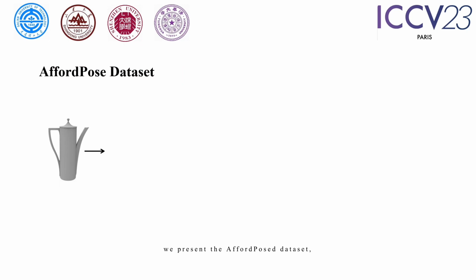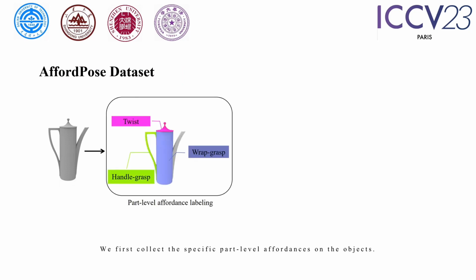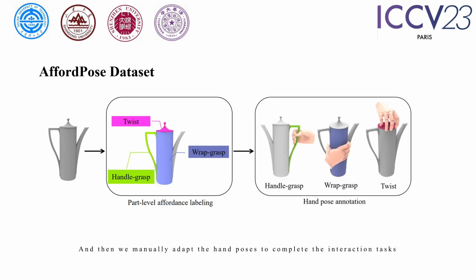We present the AffordPose dataset, a large-scale dataset of fine-grained hand-object interactions with affordance-driven hand pose. We first collect the specific part-level affordances on the objects, that's the hand-centered labels such as twist, wrap grasp, handle grasp, and the corresponding parts. And then we manually adapt the hand poses to complete the interaction tasks corresponding to these affordances by simulation software.